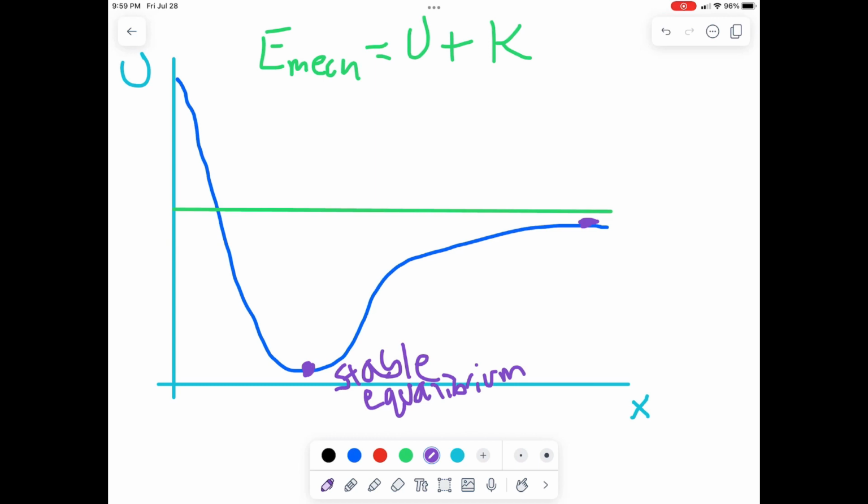And this is the point where the particle would be most stable. And whenever you have something that's a maximum, or basically the derivative is 0, but it's not a relative minimum, like this point right here, that's an unstable equilibrium point.